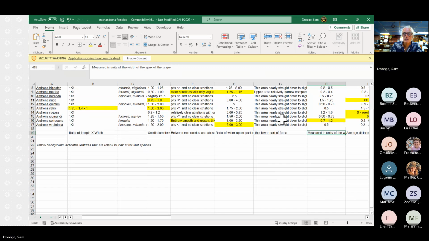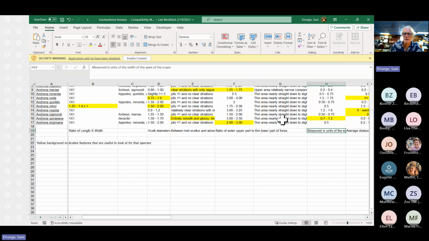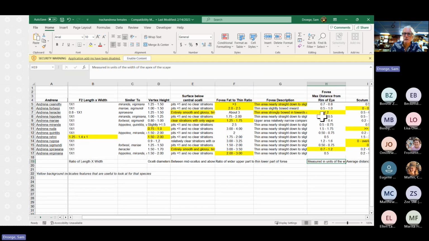So actually, isn't that a little bit ambiguous? If we go back up here, we're on the species. We're saying that the gap between the eye and the edge is 0.5 to 1 times the width of the apex. Although I think that my definition is wrong here.